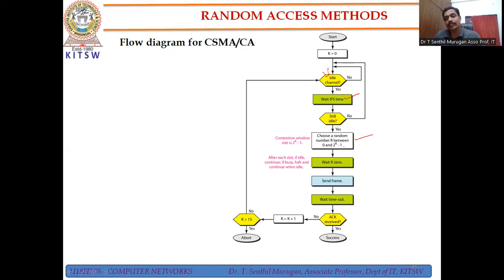It will take some contention time slots and wait R slots. After that, it will send the frame and wait until timeout. Once timeout occurs, it will check whether the acknowledgement is received or not. If received, it is a success. If not received, it will try again. It will try up to 15 times. If it is still not successful after 15 times, it will be aborted. Otherwise, it will check again whether the medium is idle or not.